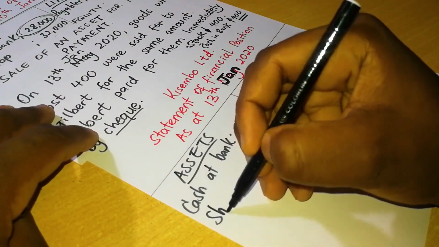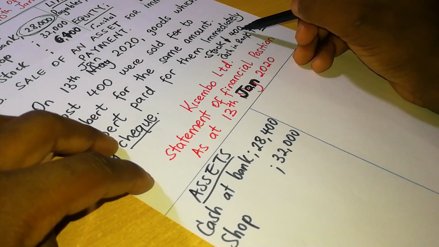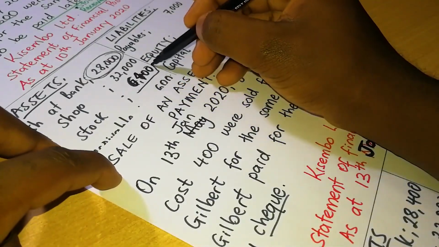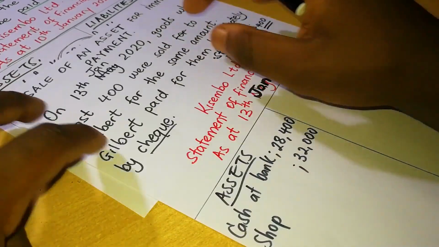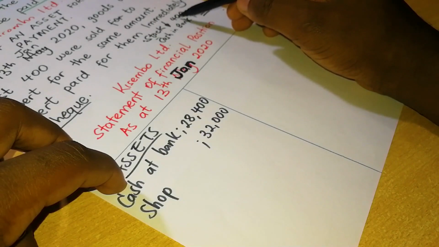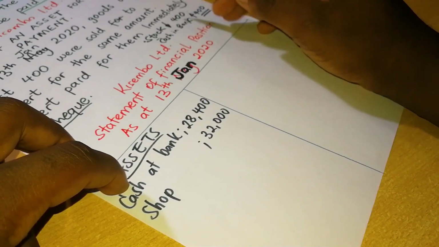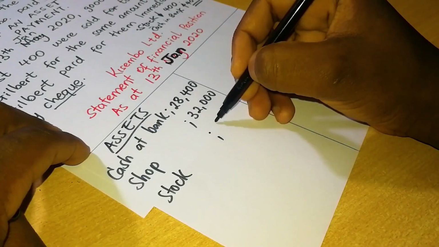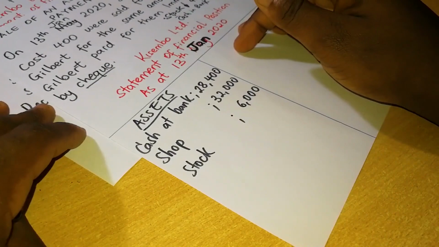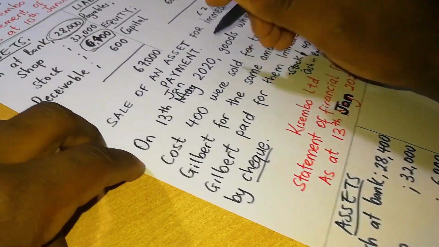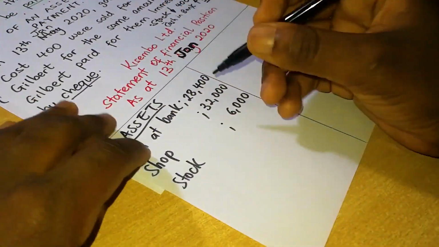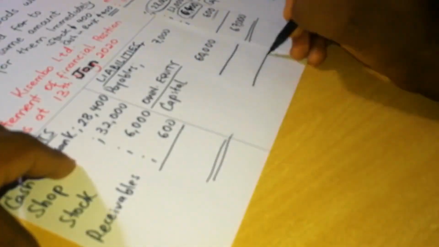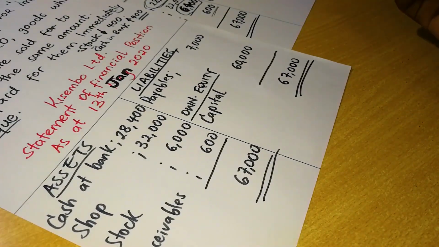Then of course the shop remains the same. Now our stock here reduced by 400 when we sold off our stock. In our previous write-up of the balance sheet, the amount of stock we had was worth 6,400. So as a result of this transaction, when you sell off this stock, it's going to reduce further by 400. So if before it was 6,400, now our stock is 6,000. And of course, with that, our receivables still stand at 600. Again, our balance sheet still balances.